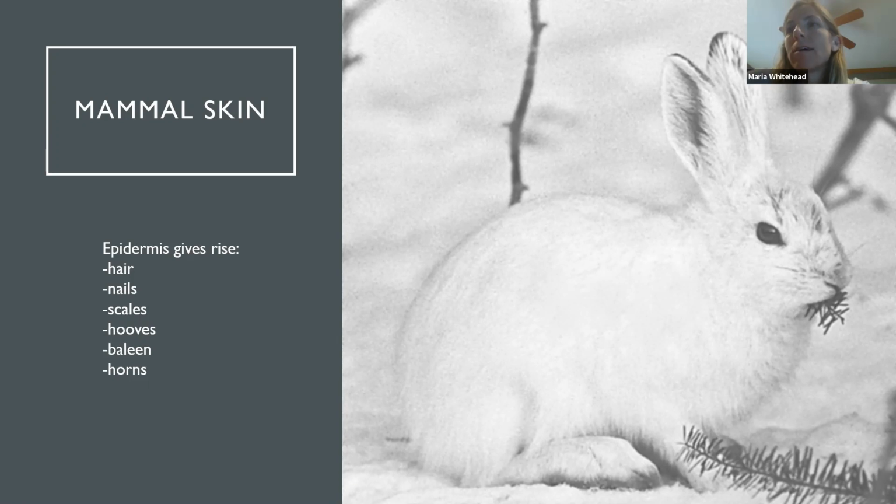Some mammals, like rats, have epidermal scales as part of their body, but only the armadillo actually has dermal scales that are beneath the epidermal layer. So mammalian epidermis is really differentiated into a few distinct layers.